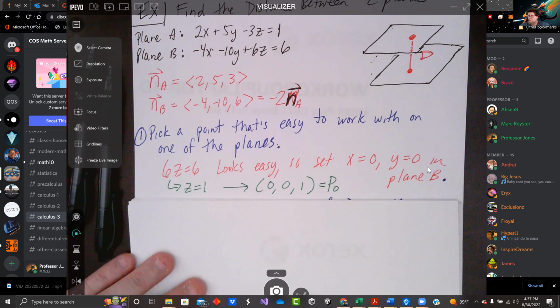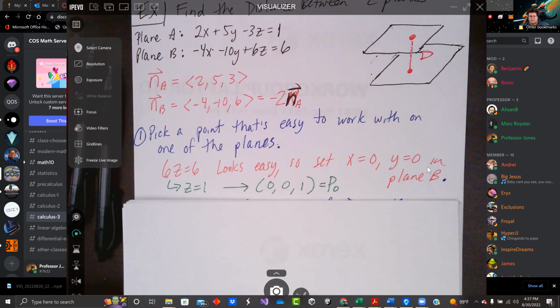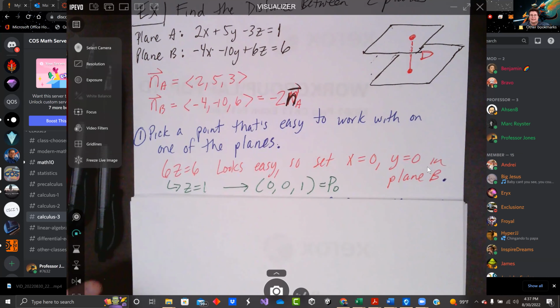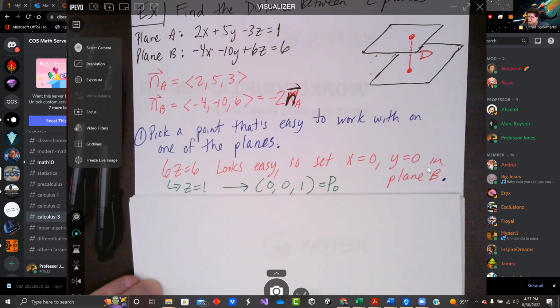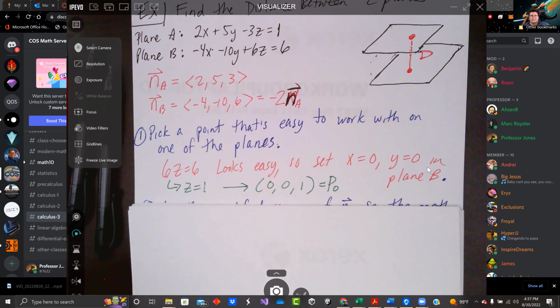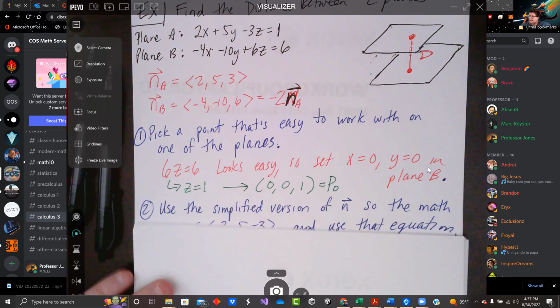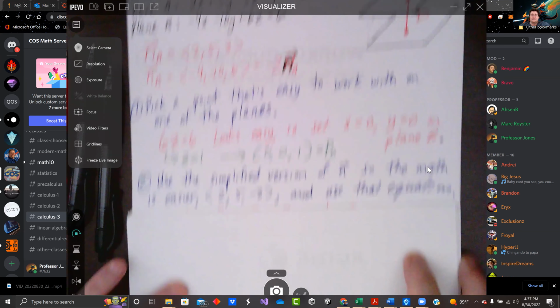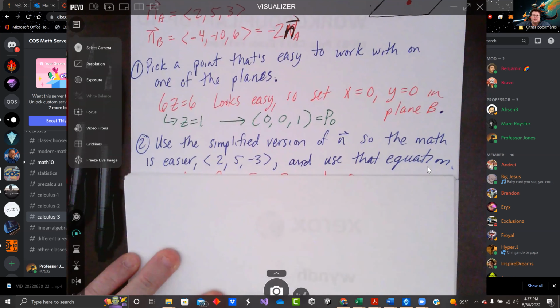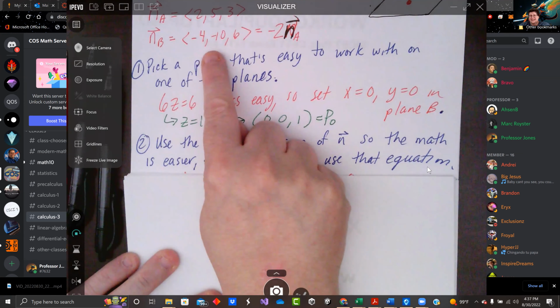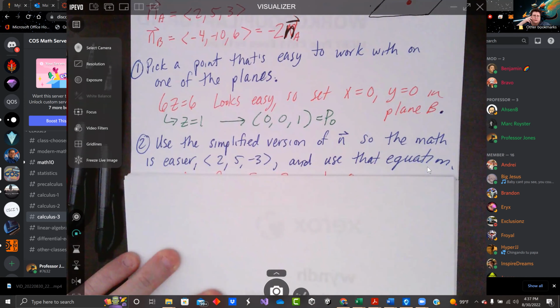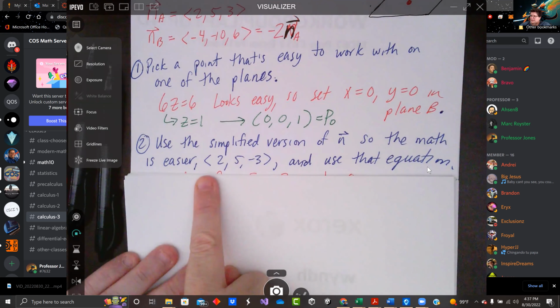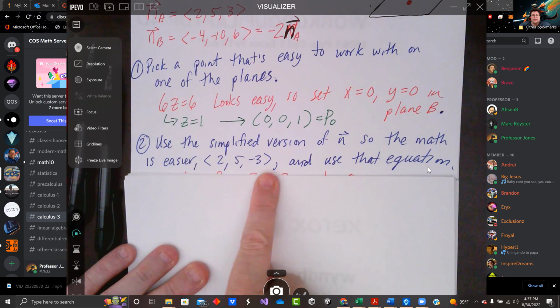All right, so step 2, we've got the plane. This is going to be the values that we plug into that ax0 plus by0 plus cz0 plus d. That's our x, y, and z. So we need to get that top portion. Ideally, you want to use the most simplified version of n that you can. It makes the math easier. Why use -4, -10, and 6 when it just makes all the arithmetic produce bigger numbers? So I'm going to use the 2, 5, and -3.